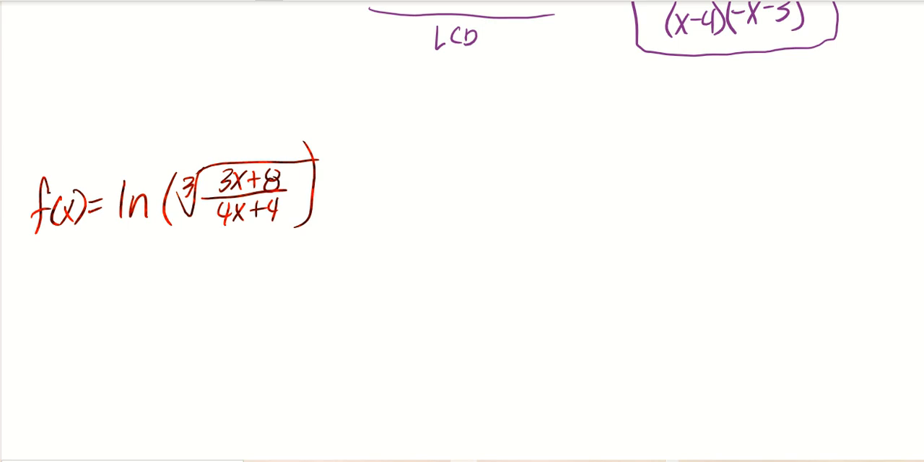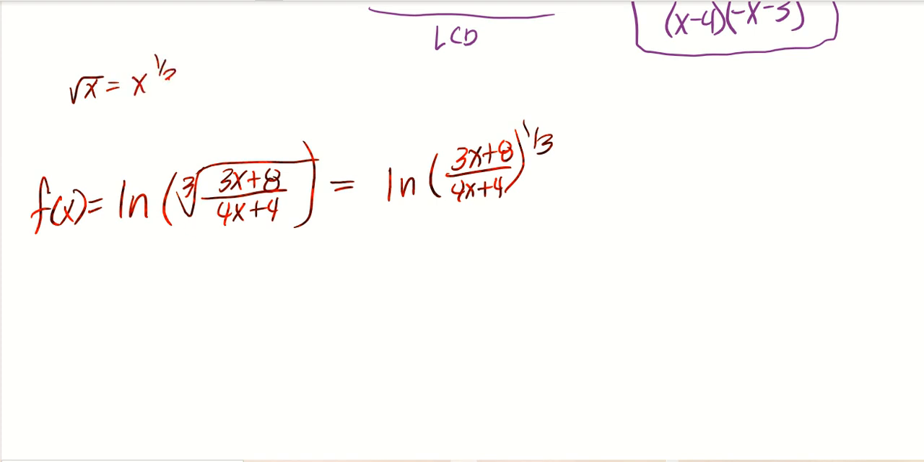We have the cube root of (3x + 8) divided by (4x + 4). So that means that we need to use our logarithmic properties to simplify it first. This cube root, remember, means that this is saying the natural log of ((3x + 8) divided by (4x + 4)) to the 1/3. Because remember, just like the square root of x equals x to the 1/2, that also means the cube root of x is equal to x to the 1/3.